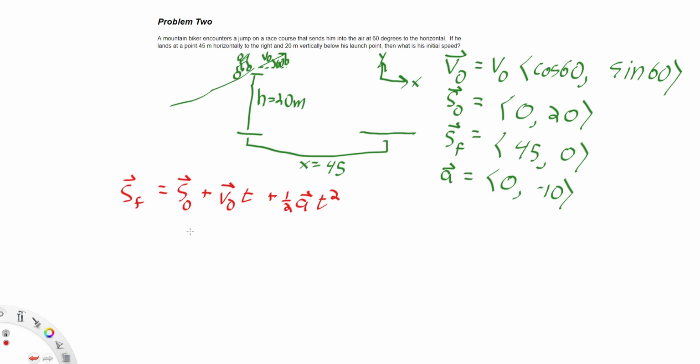Now, if we take stock for a moment, we don't know what the initial speed is and we don't know what the time is. That's two unknowns. We need two equations to solve that. And fortunately, there are two equations inside this vector equation, one in the x direction and one in the y direction. So in the x direction, our initial position is 0. Our initial velocity is v naught cosine 60. And our initial acceleration is 0.